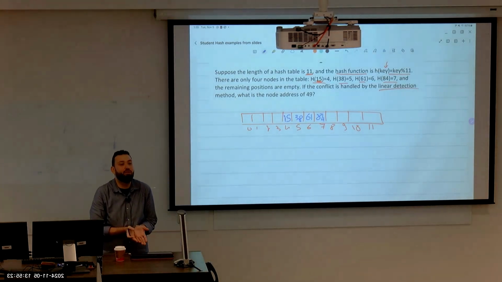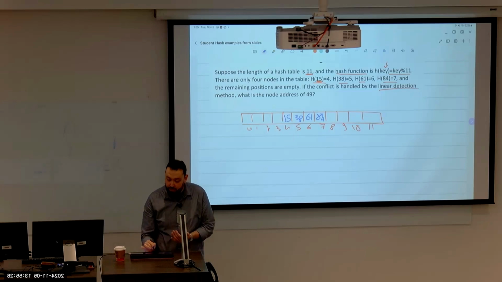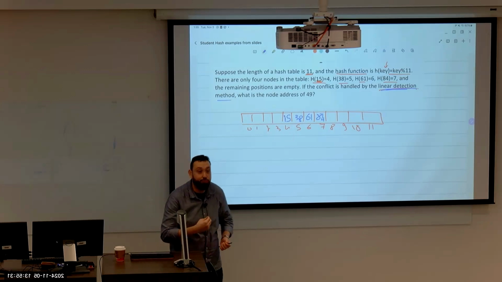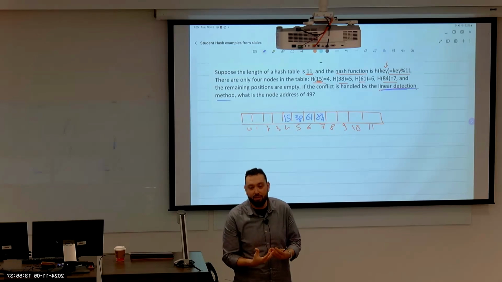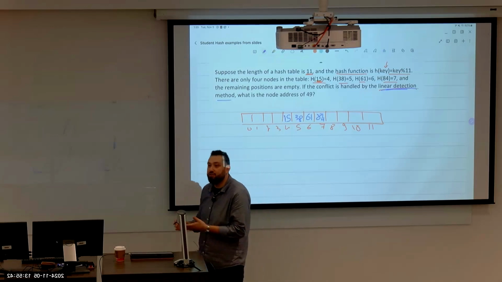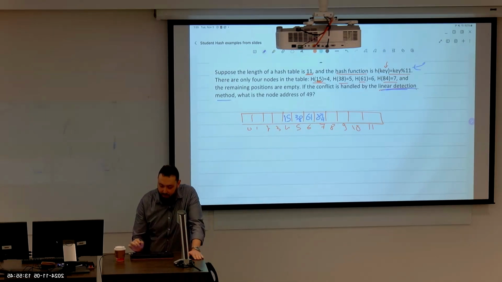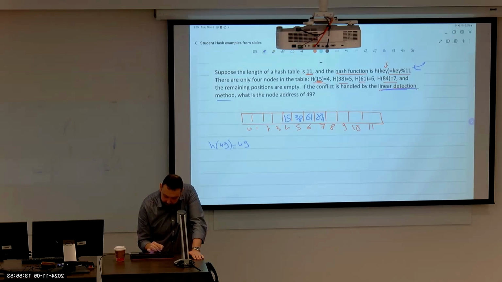First, even if I'm not giving you the table, you can build the table. Now, what is the question? If the conflict is handled by linear probing, what is the node address of 49? That means I want to insert 49 in this table. So the first thing I need to do is use the hash function for 49, correct? Which hash function am I going to use? The one that I'm giving you. So H(49) equals 49 modulus 11. I think it is going to be 5 or 4? 5.